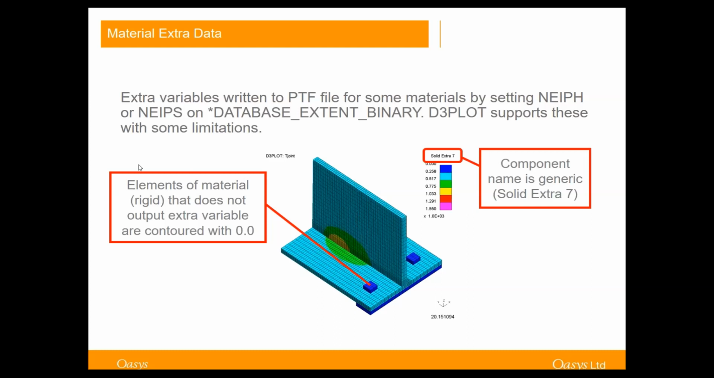Firstly, elements that do not output the selected extra variable would still be contoured. So they'd be contoured with a value of 0. So for example, in this image, the dark blue parts that you can see at one end of this component are actually a rigid material, which doesn't output the selected extra variable. And so they're contoured with a 0, but it does make it more difficult to see which parts of the model are showing real data. Secondly, the extra variable component name is generic. So in this example, we're just showing solid extra 7, and that makes it obviously much less clear what physical quantity is being plotted.